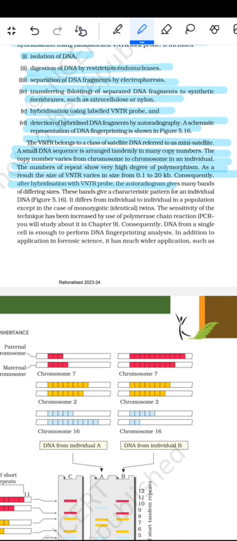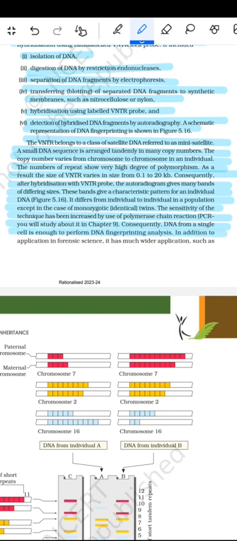Consequently, after hybridization with the VNTR probe, the autoradiogram gives many bands of different sizes. These bands give a characteristic pattern for individual DNA. It differs from individual to individual in a population, except in the case of monozygotic identical twins. The sensitivity of the technique has been increased by the use of the polymerase chain reaction (PCR). Consequently, DNA from a single cell is enough to perform DNA fingerprinting analysis.